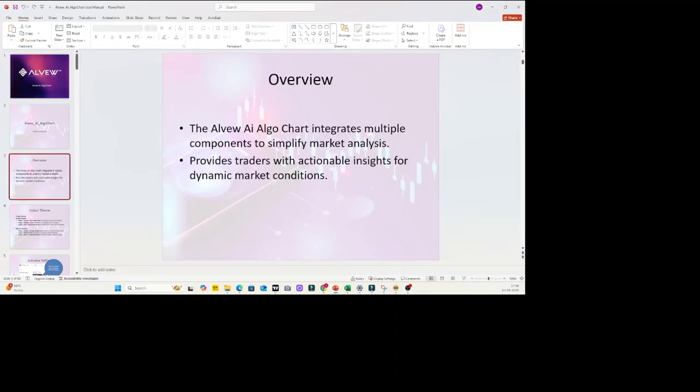In the overlook, we see that AI Algo charts integrate multiple components to simplify market analysis, providing traders with actionable insights for dynamic market conditions.